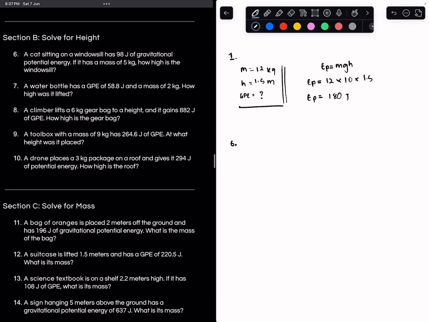So just like we did before, we need to write out what we have and what we don't have, okay? Pays to have a highlighter, so you can identify these variables. So we can see that the cat has a gravitational potential energy, a GPE, of 98 joules. Okay, this is how much gravitational potential energy is stored in the cat. Its mass is 5 kgs. And what we're trying to figure out, or what we don't have, is height.